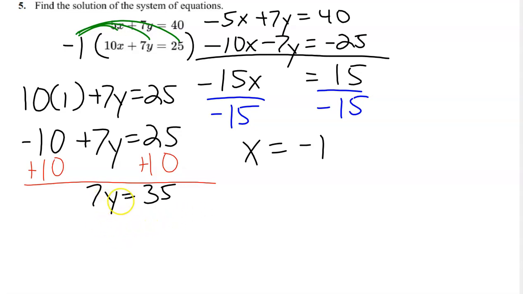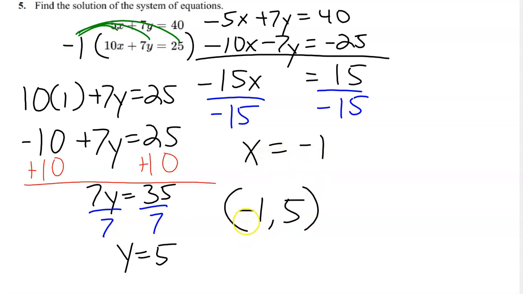Alright, we'll do the opposite of multiplication and divide. Divide by 7. And y is equal to 5. Alright, and this is one of the most important parts here. Don't forget to put your x term first. So that's going to leave you with negative 1, 5.